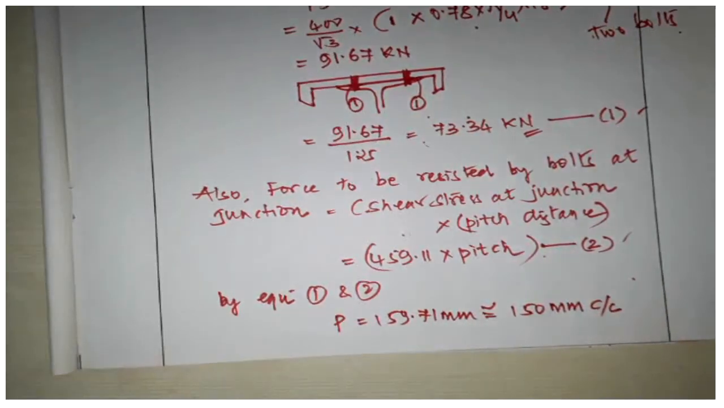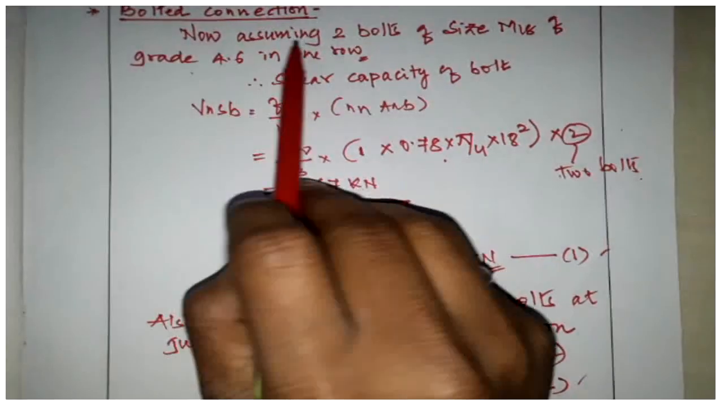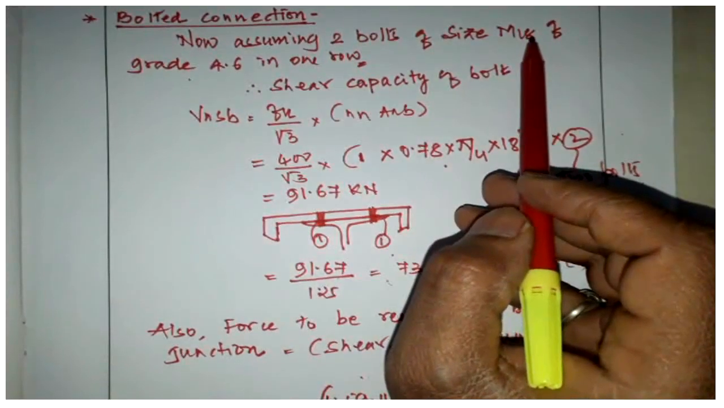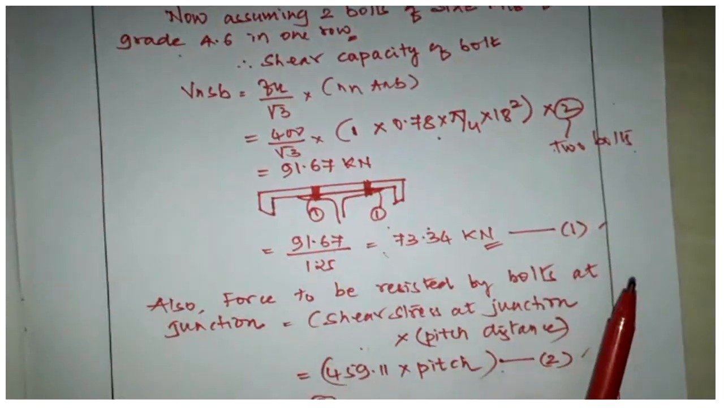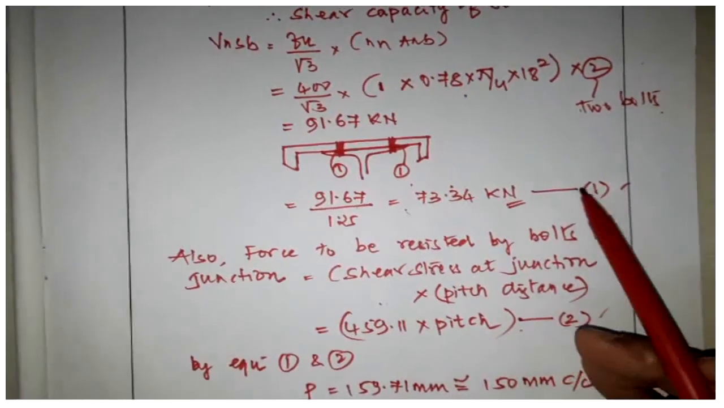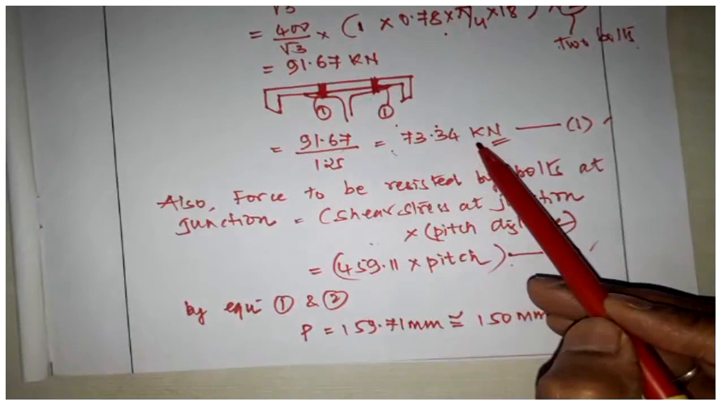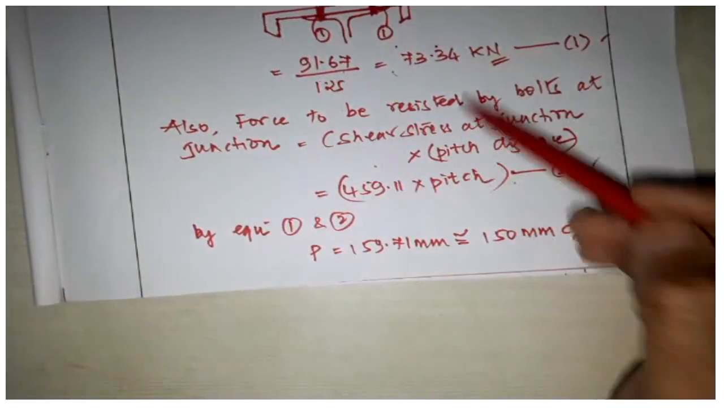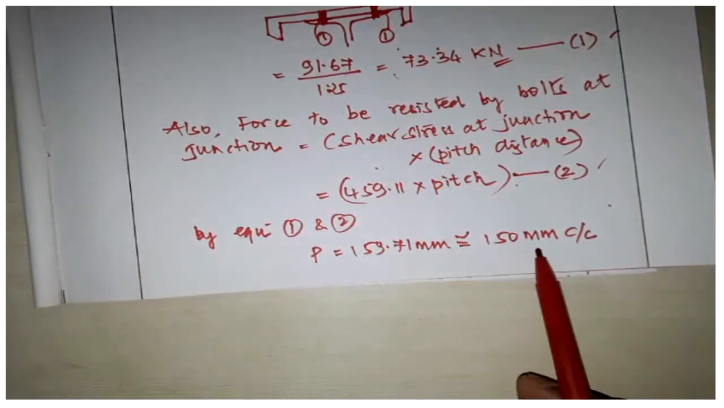Okay, so what does that mean? This is very important here, please concentrate. By assuming two bolts of 18 mm diameter in a single row, those bolts can resist a shear of 73.34 kilonewton, but the shear developed here is 459.19. So by equating these two, we get the distance between the two bolts as 150 mm center to center.